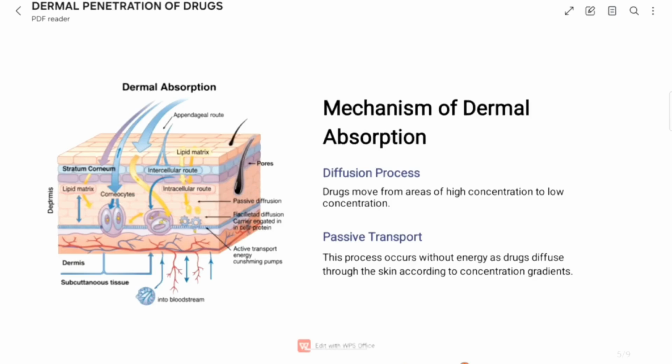Then the mechanism of dermal absorption of the drugs. So it is mainly by the diffusion process. I think you know what the diffusion process means: the movement of the particles from a region of higher concentration to the region of lower concentration. That is, it is a passive transport and no energy is required.